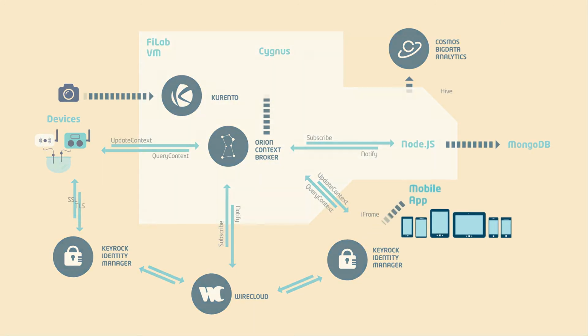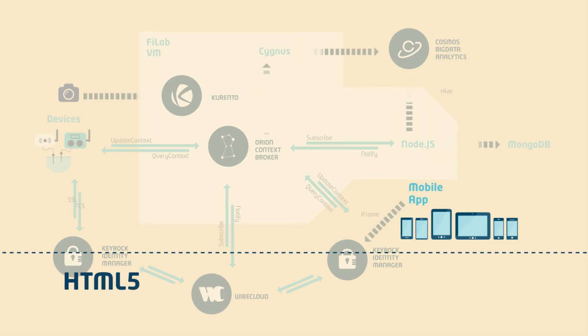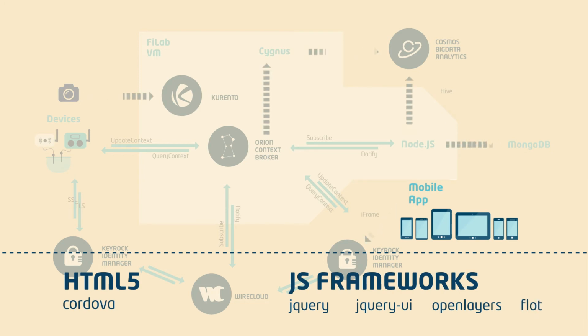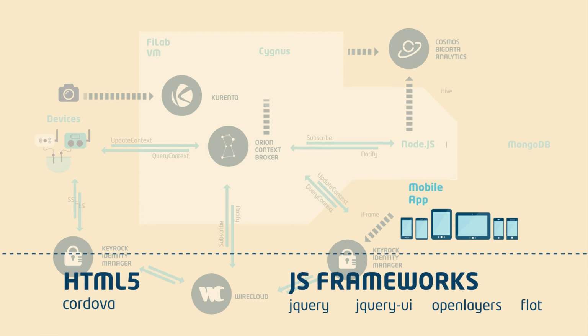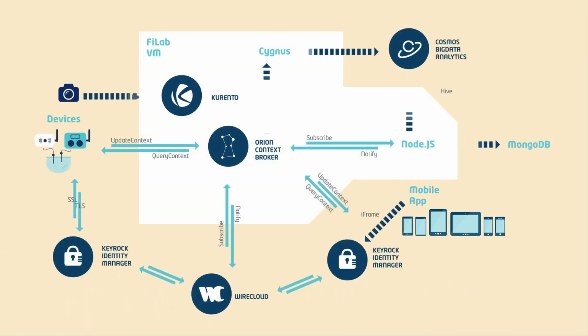The third component is a mobile application. It's developed using HTML5 Cordova and uses several JS frameworks: jQuery, jQuery UI, OpenLayers, Flot, etc. No commercial or proprietary components are used, which minimizes risks and lowers the replication price. This project makes intense use of FIWARE technologies.